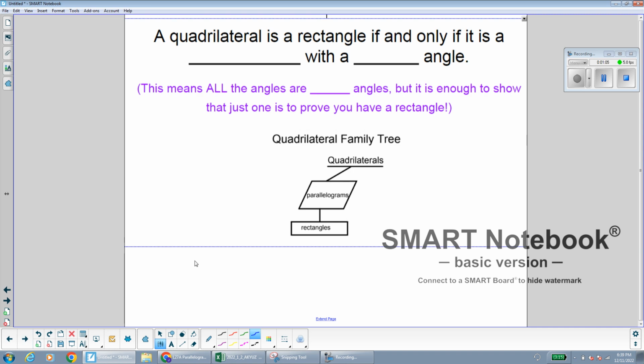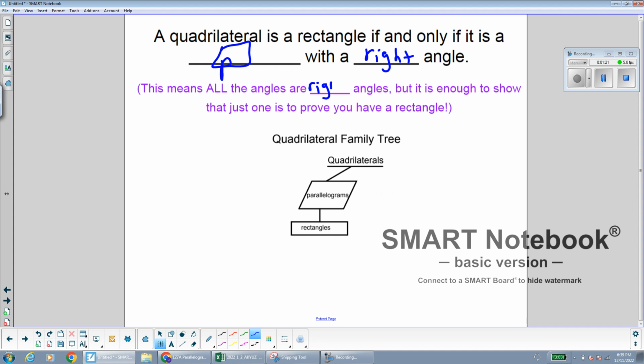A quadrilateral is a rectangle if and only if it is a parallelogram with a right angle. And as we just saw, if it has one right angle, this means all the angles are right angles. But it is enough to show that just one is to prove you have a rectangle.